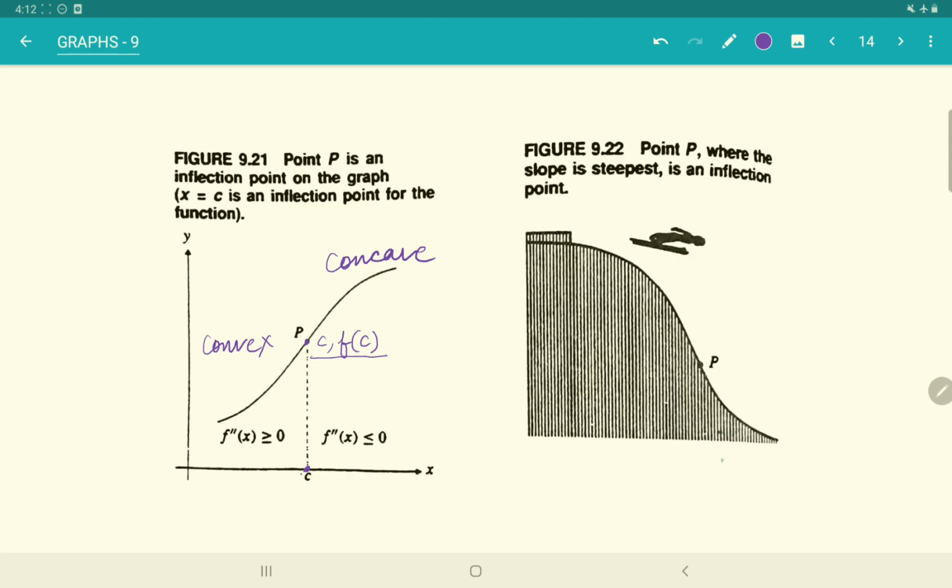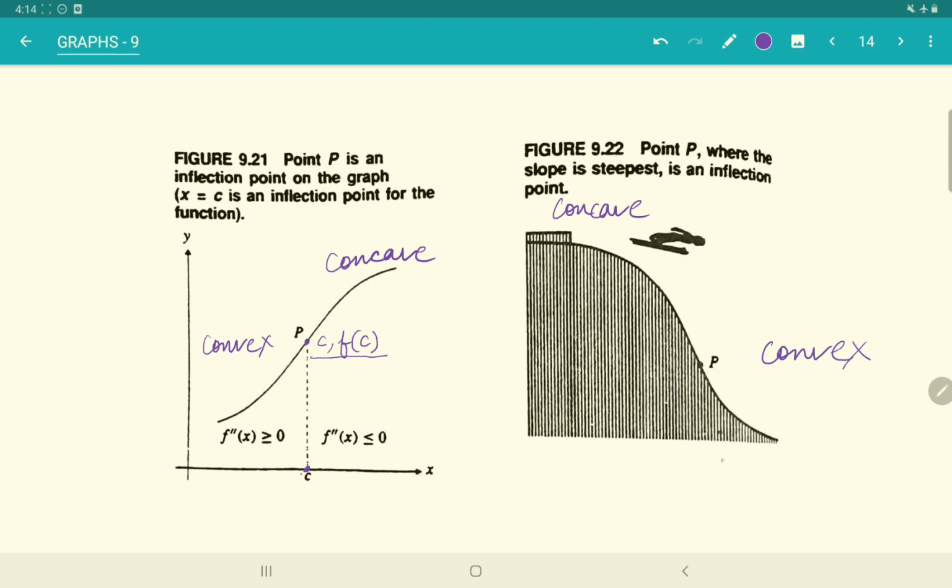In fact, figure 9.22 shows the profile of a ski jump. We see that point P is the inflection point on the graph, and here the hill is steepest. Thinking of it as a graph, point P is the inflection point. I can see that the function here changes from being concave to being convex.